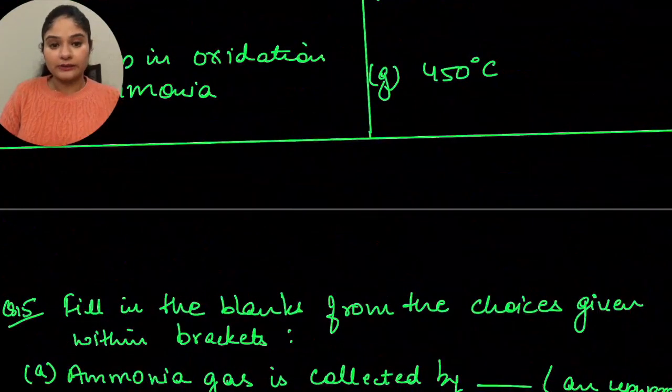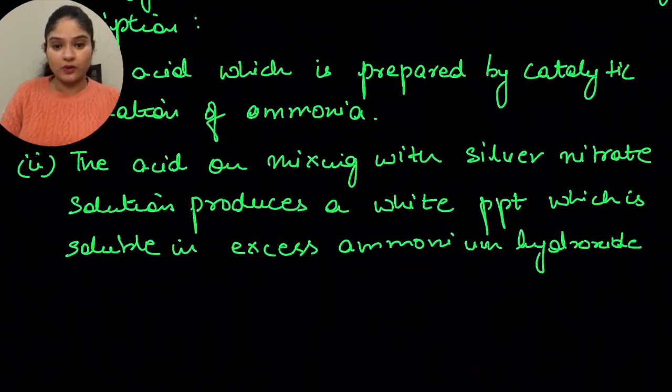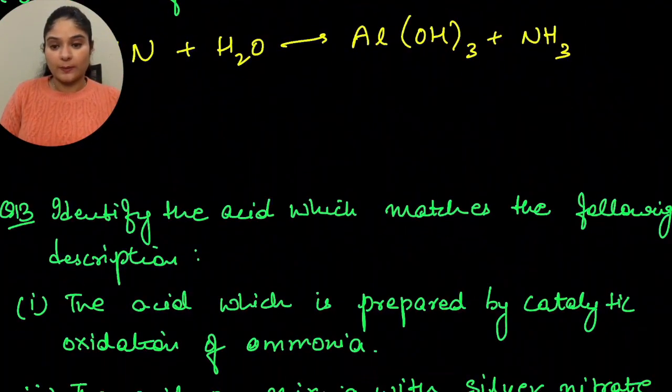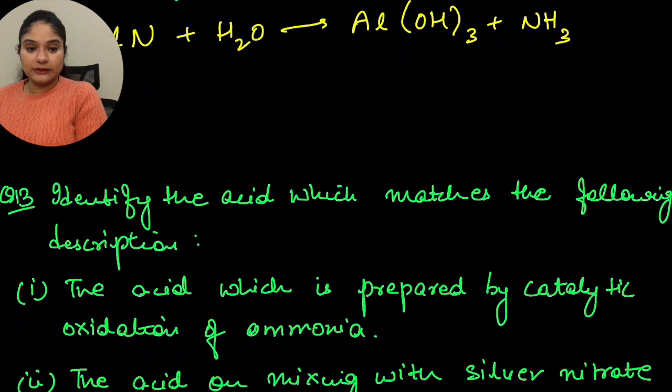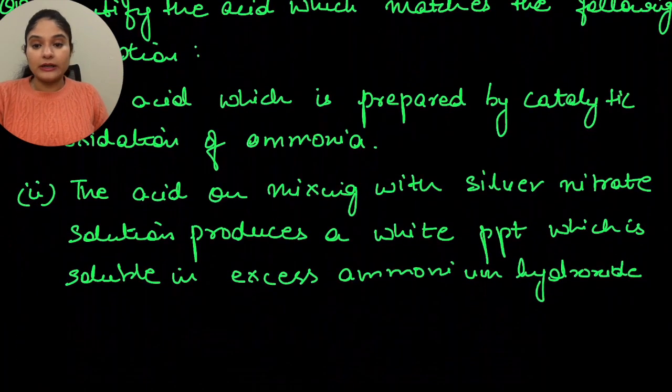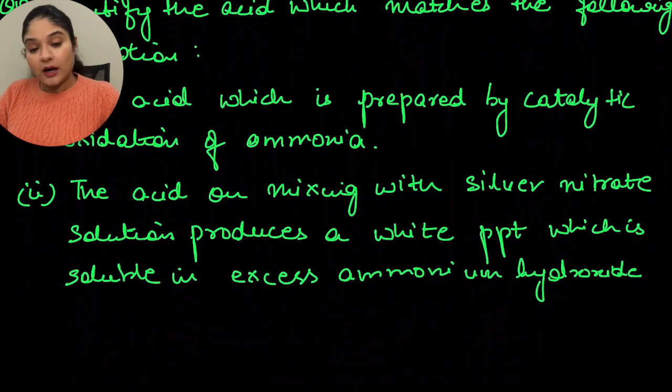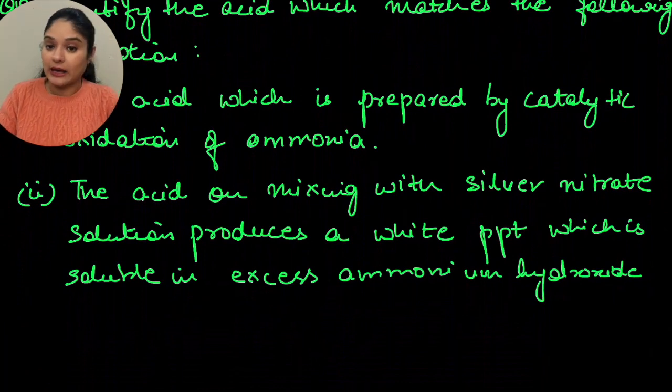Alright students, let's continue further. So we were on question number 13. Identify the acid which matches the following description. The acid which is prepared by catalytic oxidation of ammonia. That will be nitric acid. The next is the acid which on mixing with silver nitrate solution produces a white precipitate which is soluble in excess of ammonium hydroxide, that is dilute hydrochloric acid.